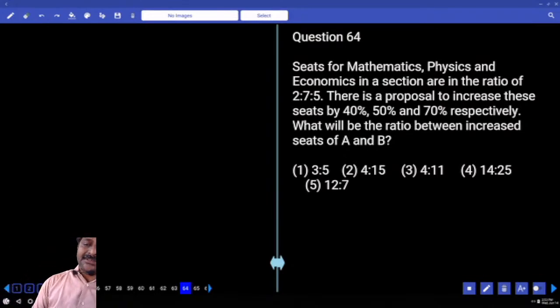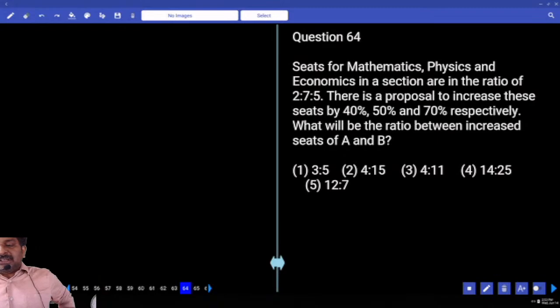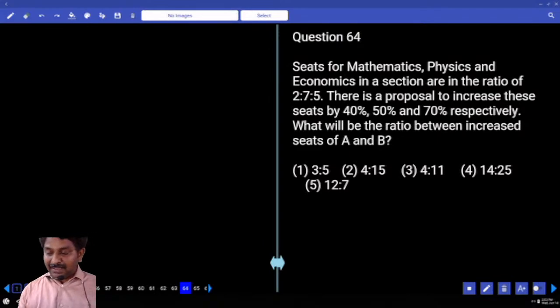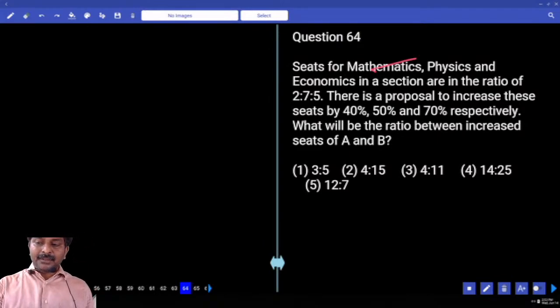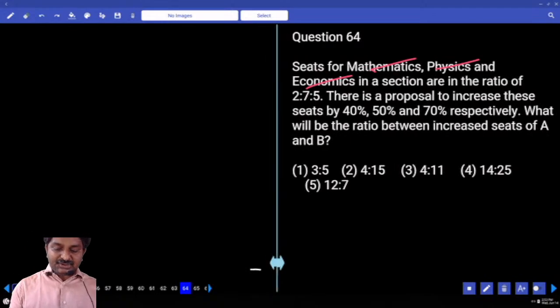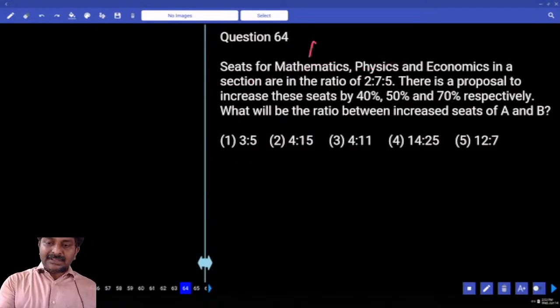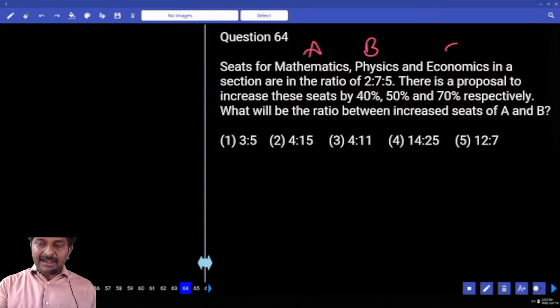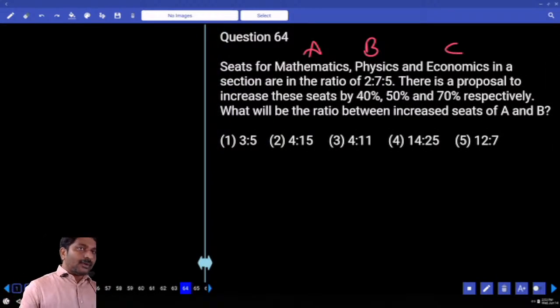Seats for mathematics, physics, economics in a section are in the ratio 2:7:5. There is a proposal to increase these seats by 40, 50, 70% respectively. What will be the ratio between increased seats of A and B? There are no A, B, right? So let's treat this as A, B and C. Okay. Now the question is about A and B. So I'll talk about only A, B.